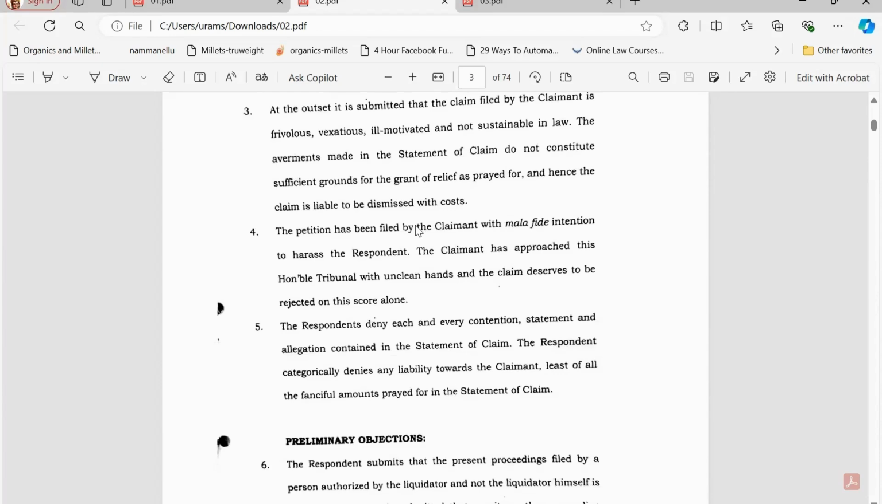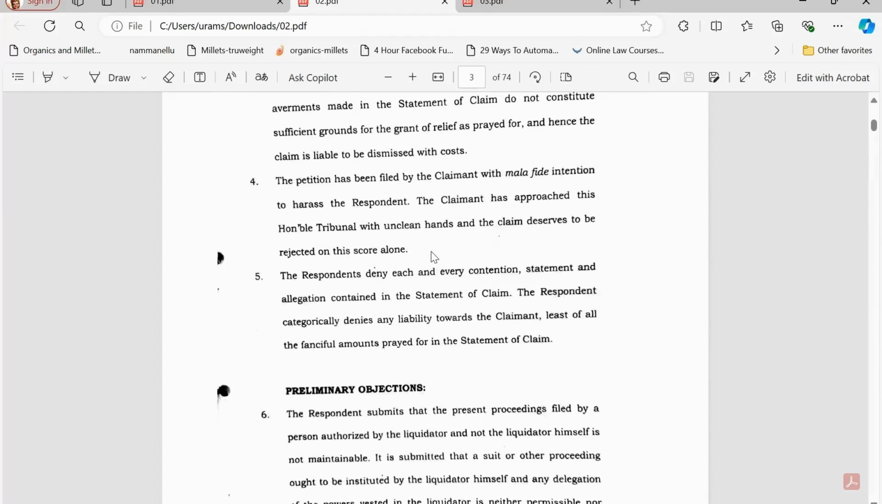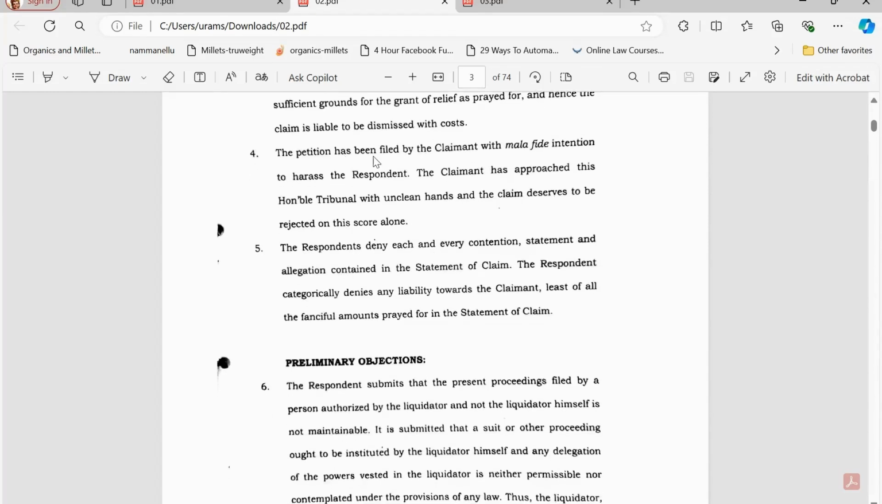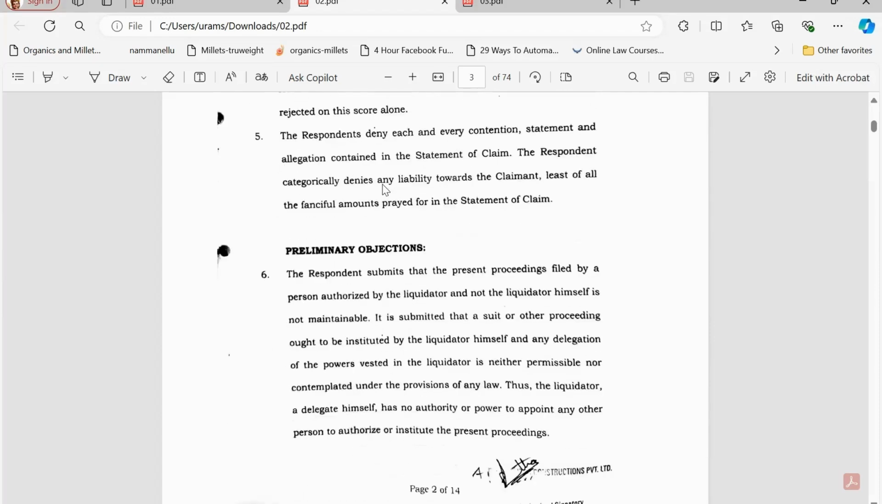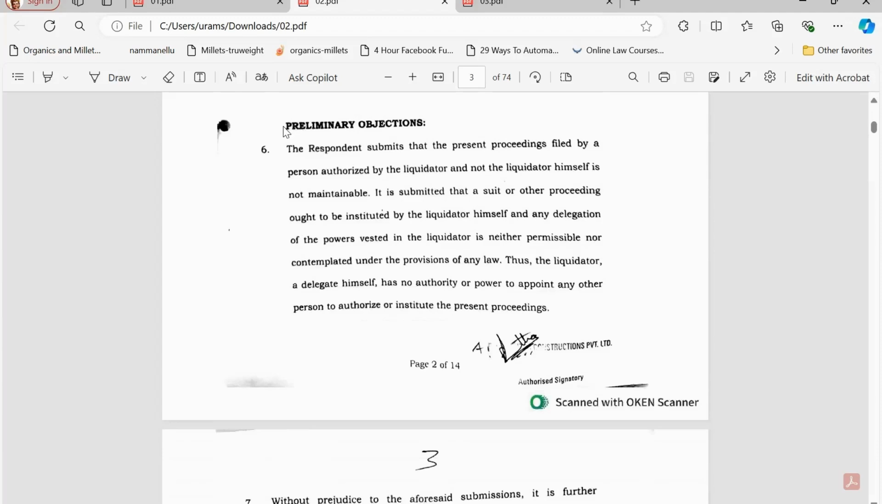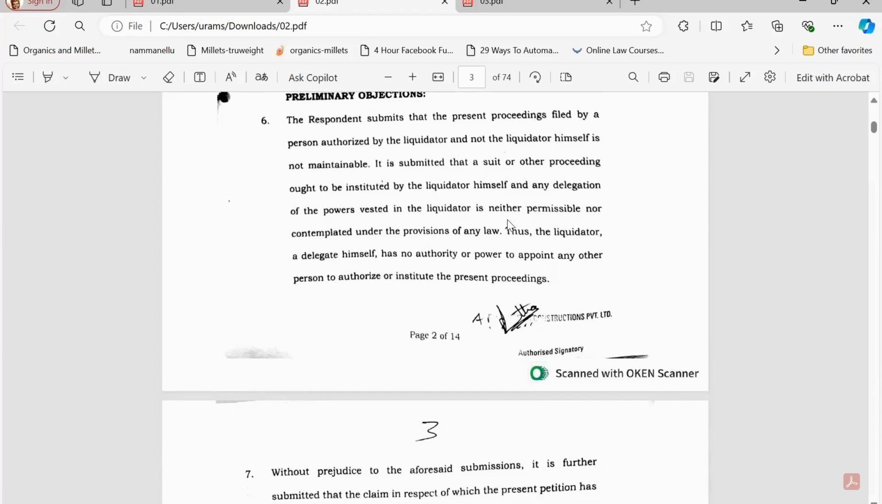In the initial part, the respondent in the statement of defense will object to all the claims made by the claimant. This is the general statement which is followed. The petition has been filed by the claimant with malafide intention to harass the respondent. These are some of the general statements made in the statement of defense. And here, the respondent has mentioned the preliminary objection, that is the main objection being contested by the respondent against the statement of claim.